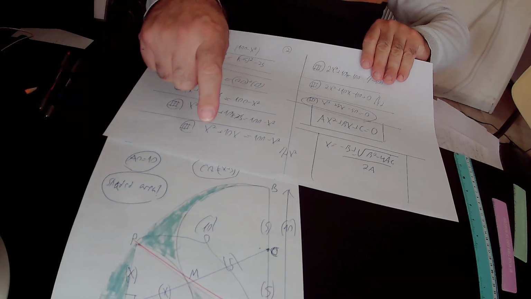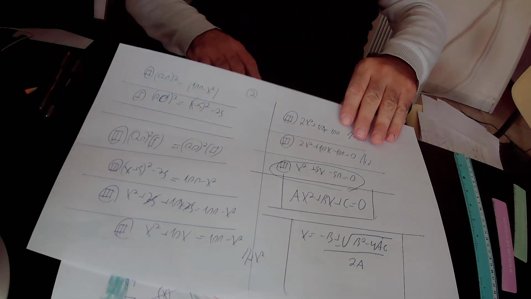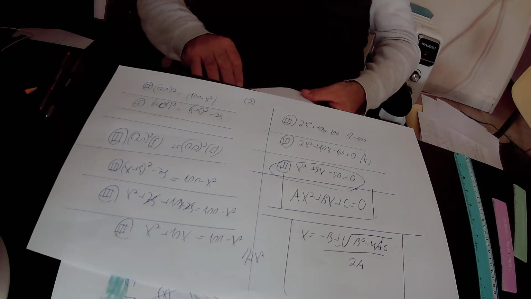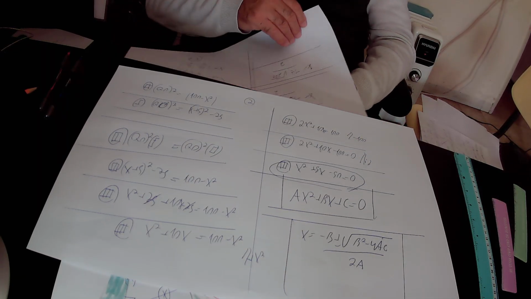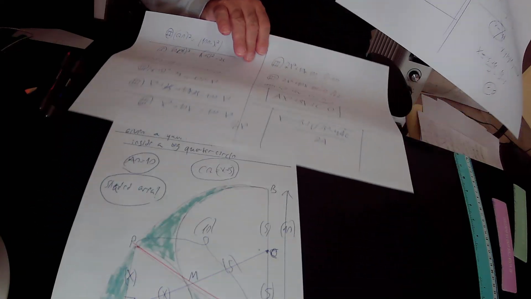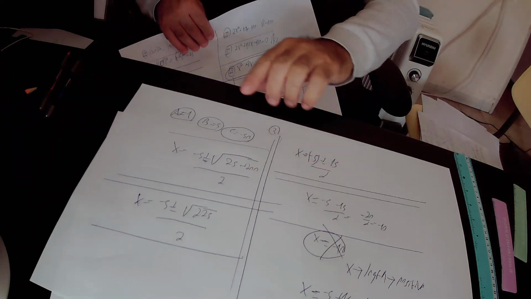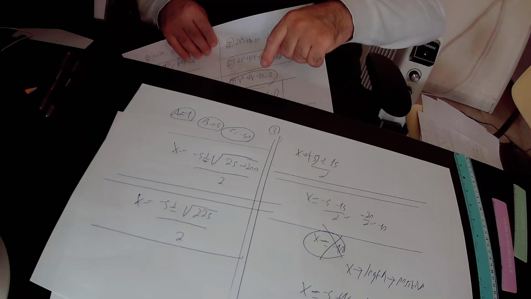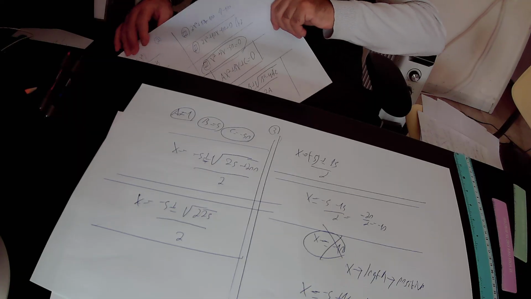X is the radius of this small quarter circle. Okay, again, for this specific quadratic equation, the coefficient a equals 1, the coefficient b equals 5, and the coefficient c equals minus 50.